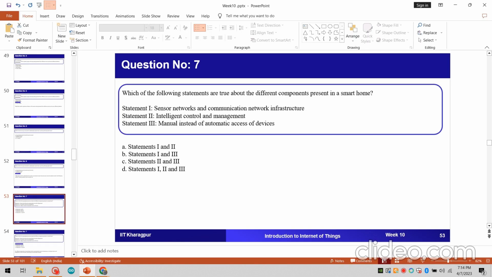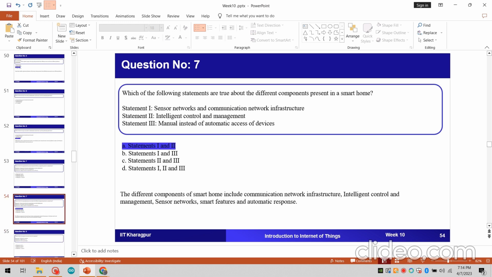So in your smart homes there is automatic access of devices, there is no manual access of devices. So A is correct, that is, both statement 1 and 2 are correct, however statement 3 is incorrect. So A is the correct option for this.